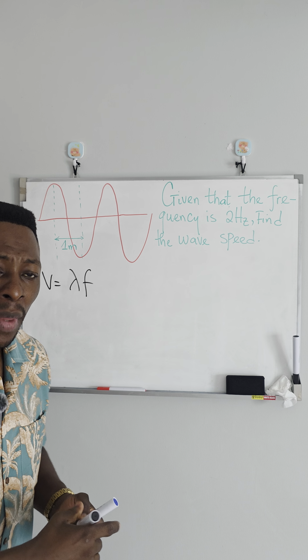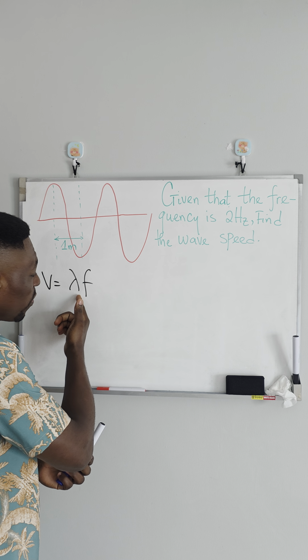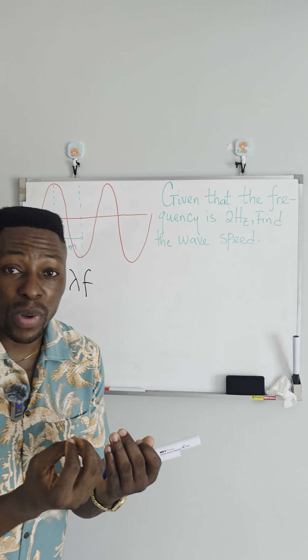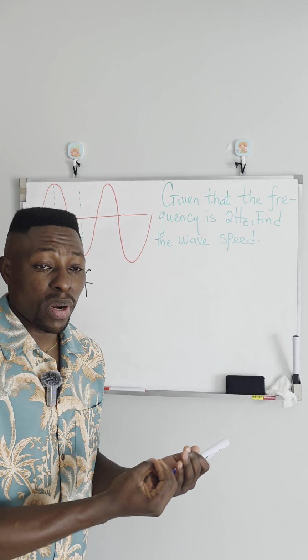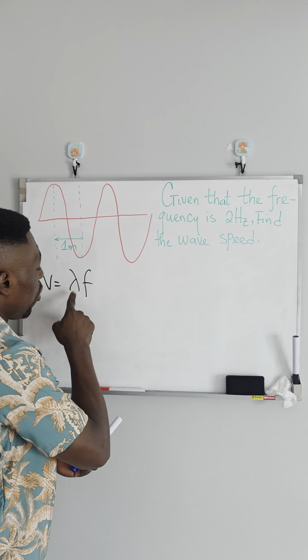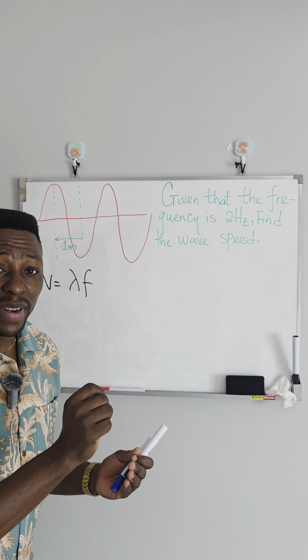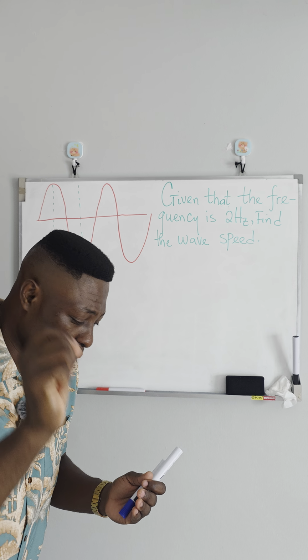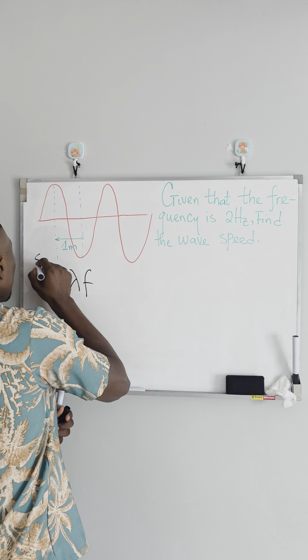Now you're wondering, the next thing to do is let's look at the formula and identify what we have and also what we don't have. Clearly, we have the frequency which is stated here, but we seemingly don't have the wavelength. So how do we get the wavelength? Follow me, dear friends. Solution.